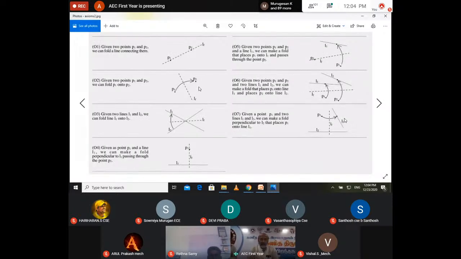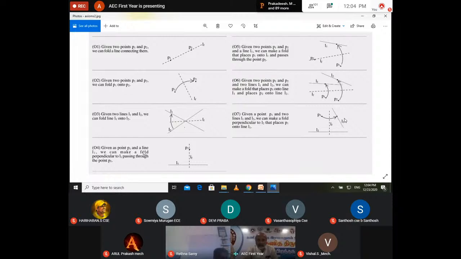Yes, this point you can understand very well. Given two points P1 and P2, we can fold a line connecting them. This is the first kind of an axiom. Given two points P1 and P2, you can fold this P1 upon this P2. That is the second axiom. Given the lines L1 and L2, we can always fold a line passing through that kind of an intersection.